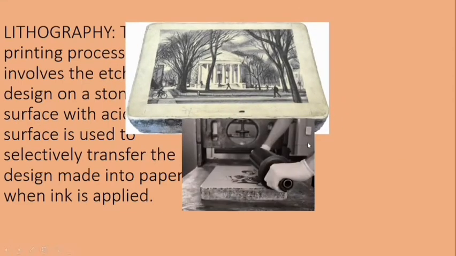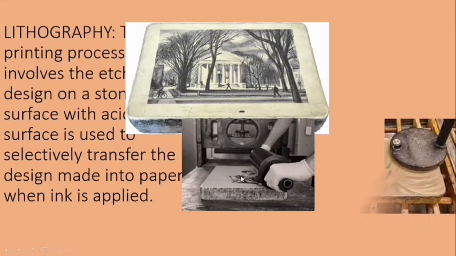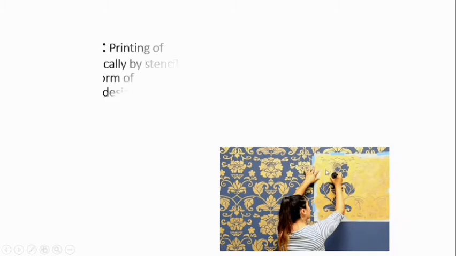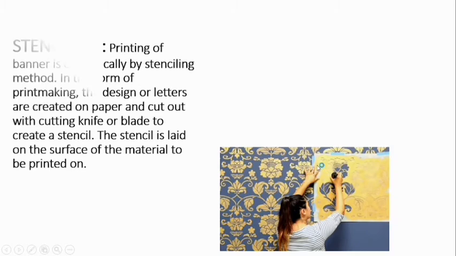Here's another good example of lithography, whereby a tool that looks like a rolling pin is being used to smooth the surface of the stone to bring out the designs. Here is another good one, the procedures of creating lithographic designs. And the next one is stenciling.